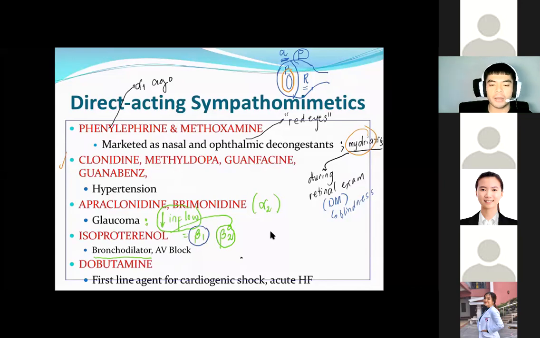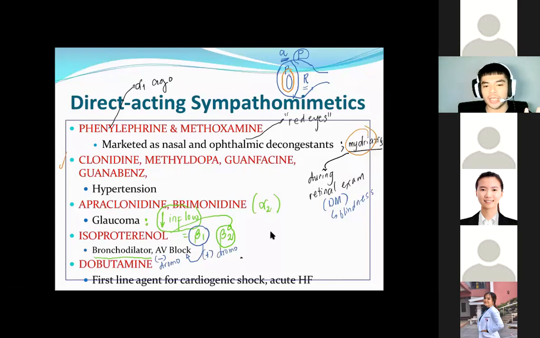And beta 1 is heart, okay? Usually sa puso. That's why it can counteract AV block. Ang AV block is characterized by negative dromo effect. Okay? Negative dromo kapag sa AV conduction block. So ginagawa ng isoproterenol is it activates beta 1, thus promoting positive dromotropic effect. So baliktaran siya. Okay? So positive dromotropic effect.